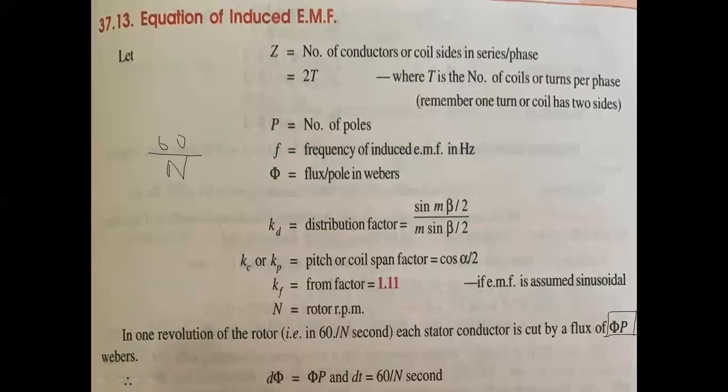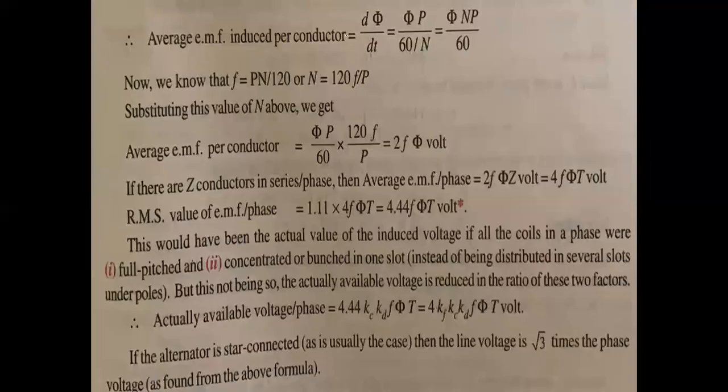So d phi is equal to phi into P. And what is the time? dt is equal to 60 by N seconds. Okay, so the EMF induced is equal to d phi by dt, right? Average EMF. You have to mention that it is the average EMF because it is an AC machine. You have to confirm whether it is the average value or the RMS value. In a DC machine, only average values will be there. But in AC machines, we have to consider RMS values, as it concerns the phases.